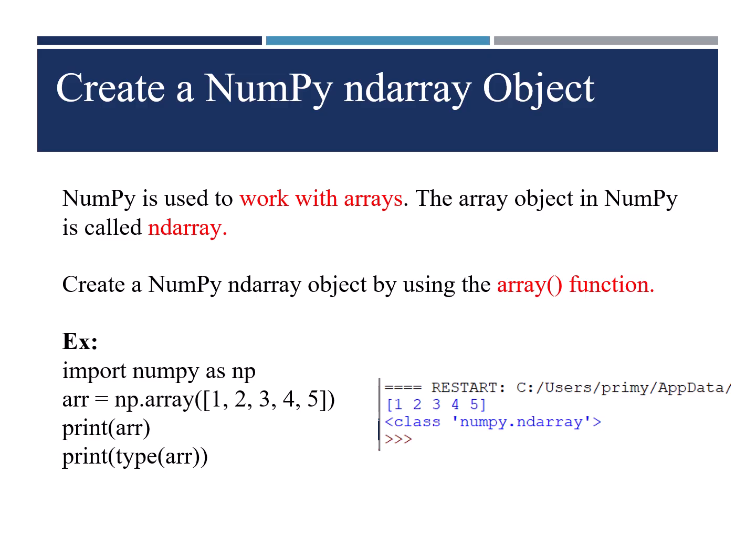Now we print the variable arr, and in the next line of code we have print of type of arr. The output displays the collection of values, and in the next line of output we have class numpy.ndarray. So NumPy in Python is used to create ndarrays.